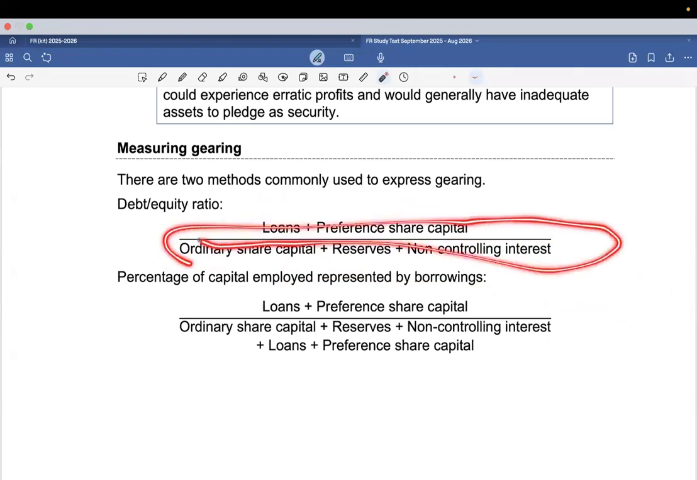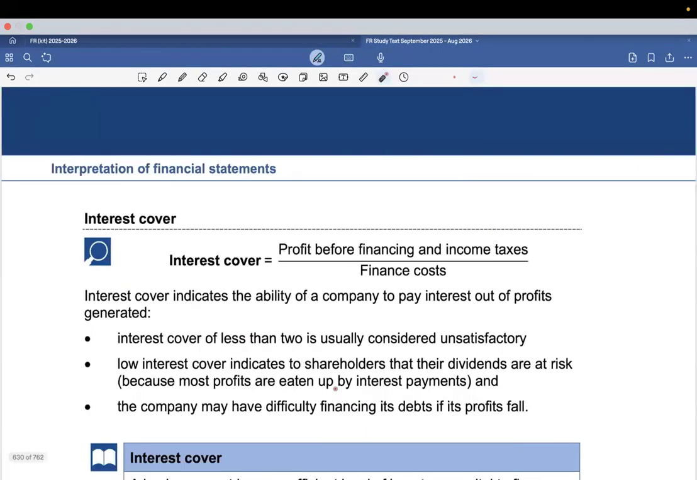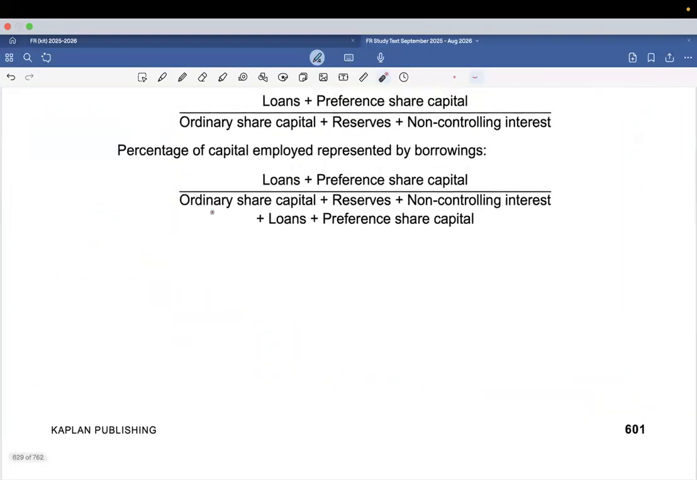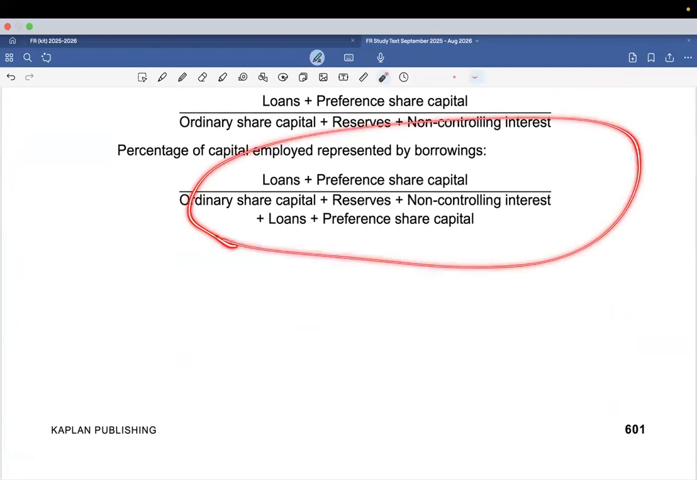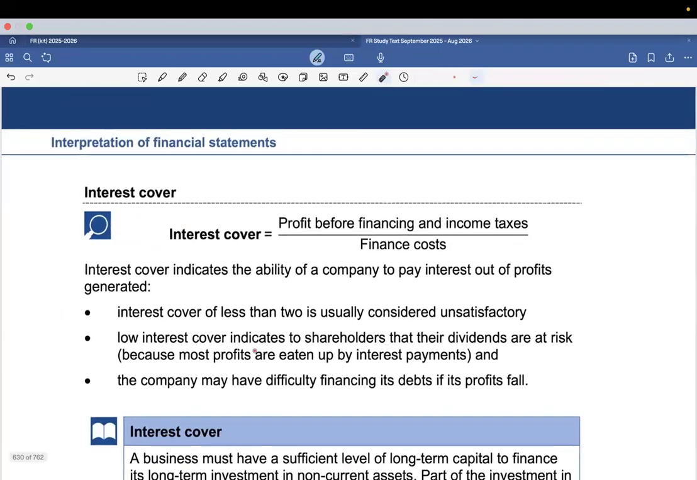Now, percentage of capital employed represented by the borrowings. This is loan plus preference share capital divided by ordinary share capital, reserves plus non-controlling interest plus loans plus preference share capital. So the first is debt by equity, and this is debt by equity plus debt. More often in questions, this is followed. That is percentage of capital employed. You take both.